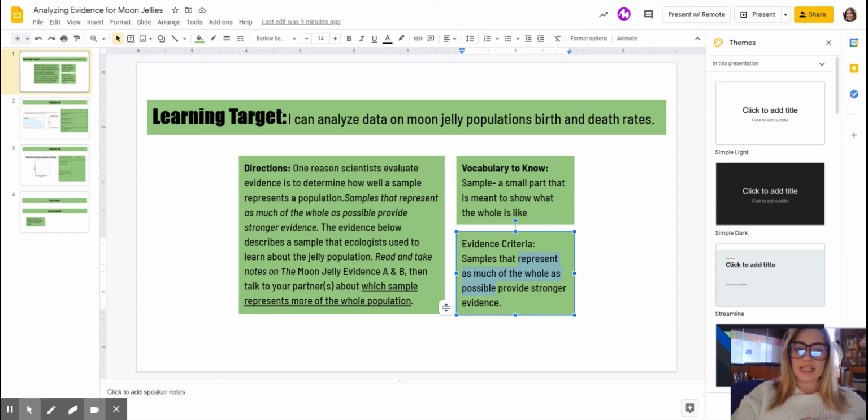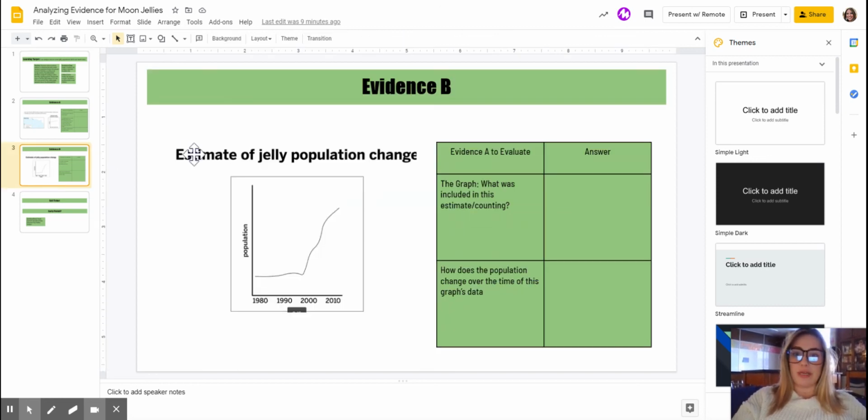So if we're only collecting data from one location in one study and multiple locations in another, the one with multiple locations is going to represent much more of the whole than the one with just one location. And that is why the correct answer would be B.